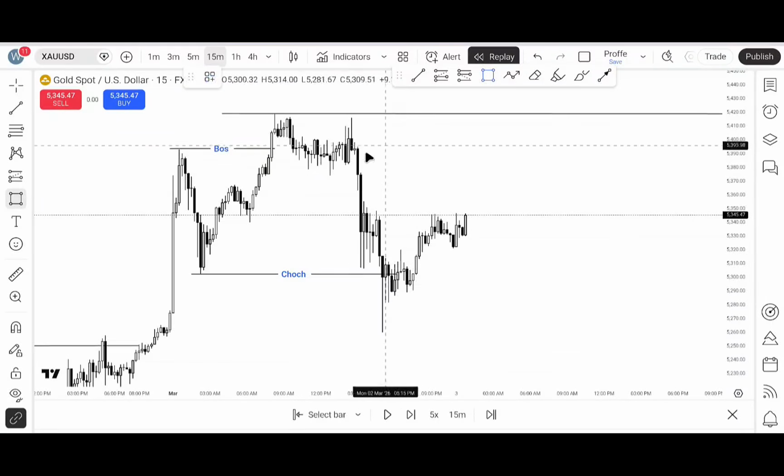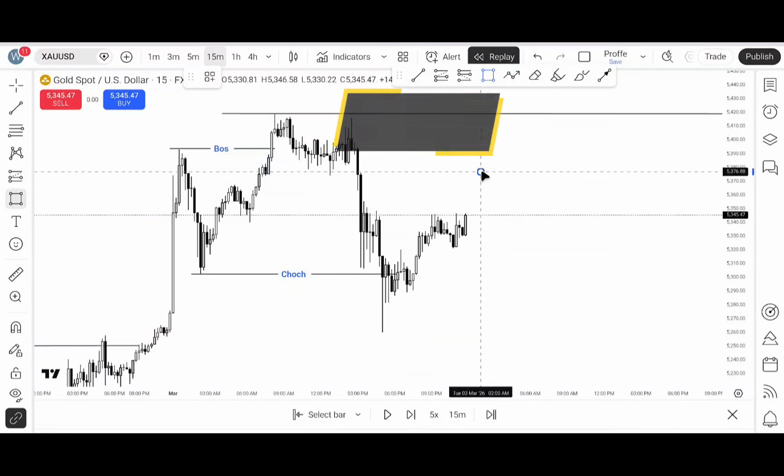What do you do at this point? You look forward to sell the market from a supply level. The next step we want to look out for is the point of interest.